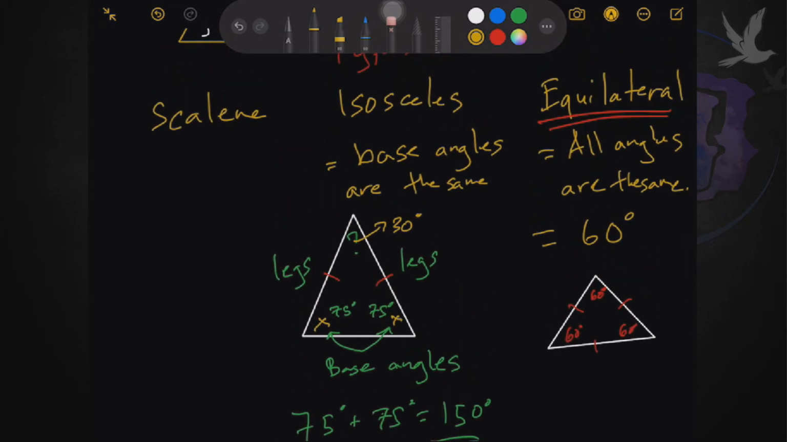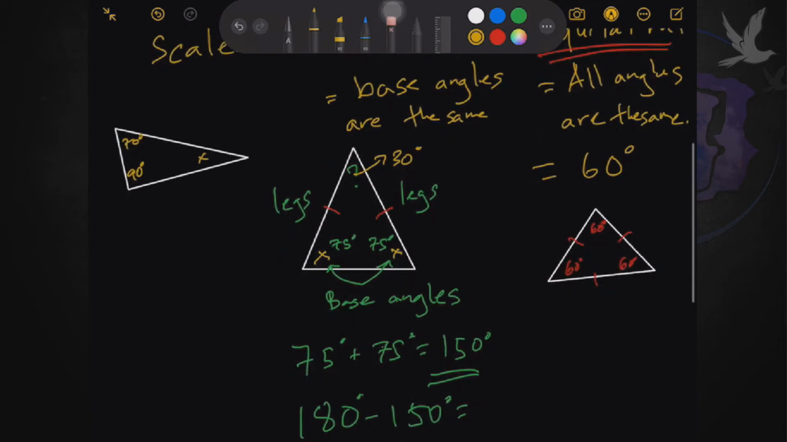Sa scalene naman, random yan. Pwede kahit ano yung itsura niya, as long as no sides are equal. And when solving a scalene triangle, at least 2 angles should be given. Okay? So, for example, let's say this is 70 degrees, and let's say this is 90 degrees. So, to solve for this, tanggalin ko lang muna to.